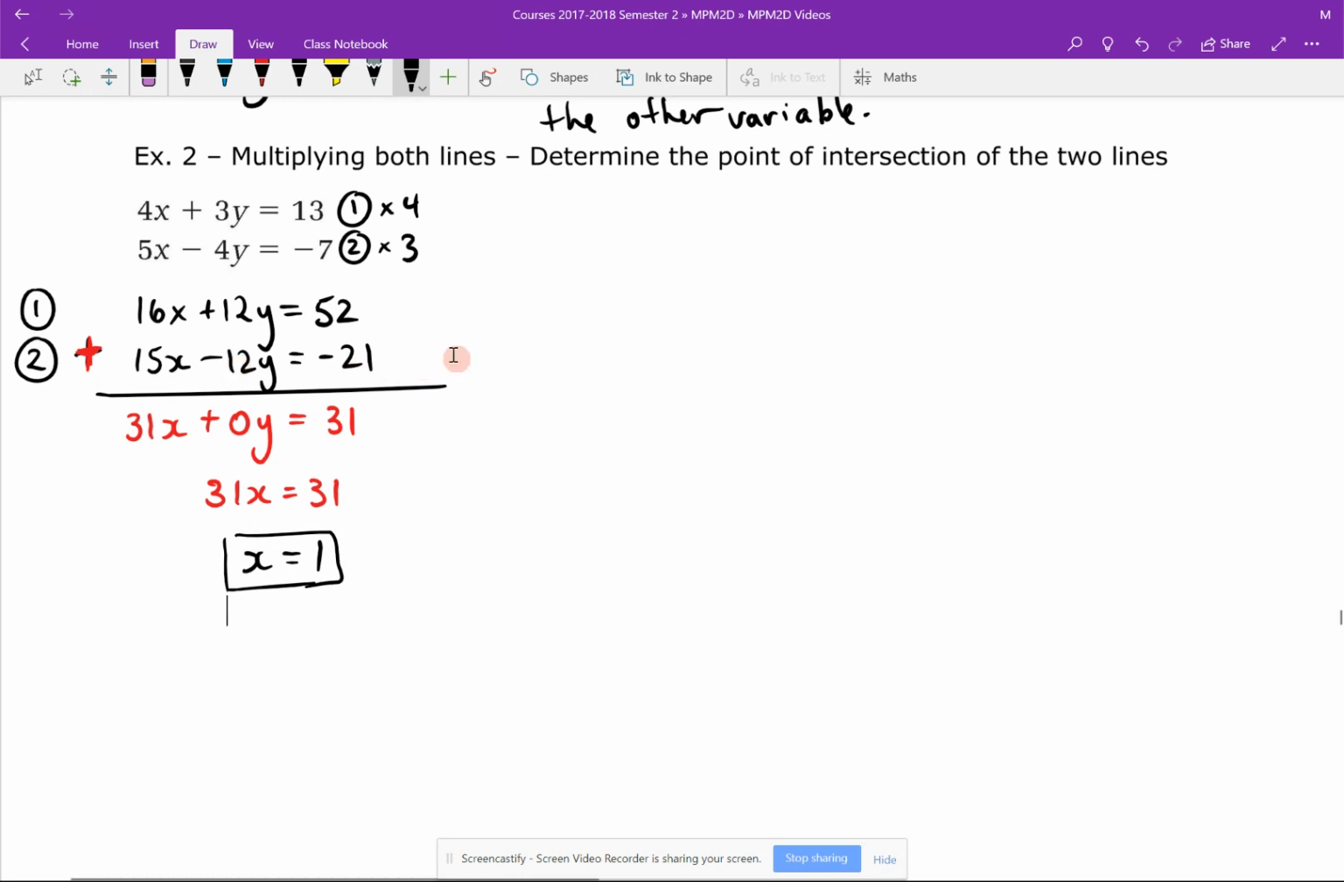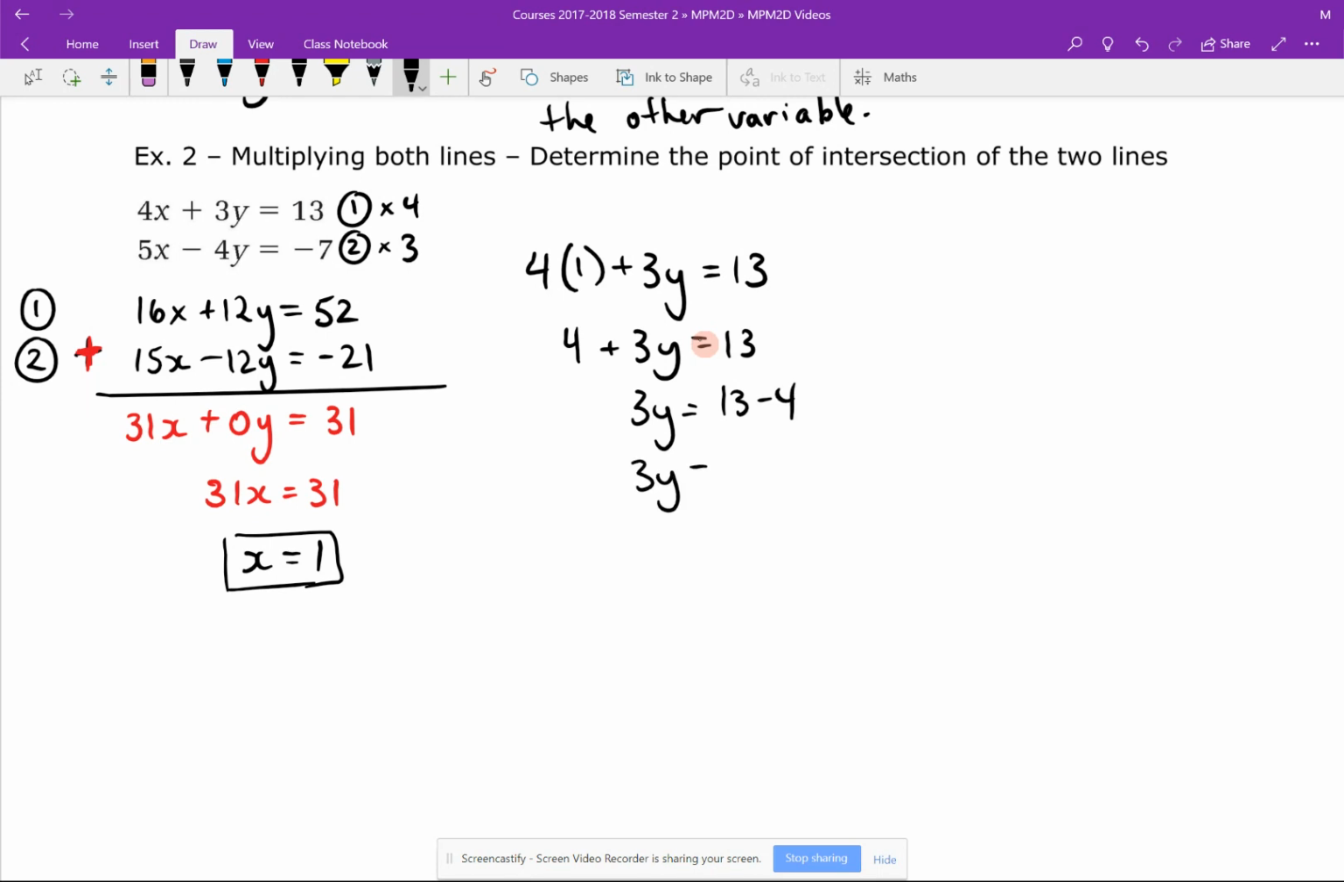Now the next step is to substitute this back in to one of the equations. So if I pick the first one, for example, let's say 4 times 1, which is my x value, plus 3y equals 13. I just have to solve for y. Okay, so 4 times 1 is 4, plus 3y equals 13. Now there's no more x's, right? If I subtract 4 from both sides, I'll get 3y equals 13 minus 4, which is 9. And then if I divide both sides by 3, I'll get my answer for y. So y equals 9 over 3, which is 3. So there's my y variable. And so the point of intersection is 1, 3.